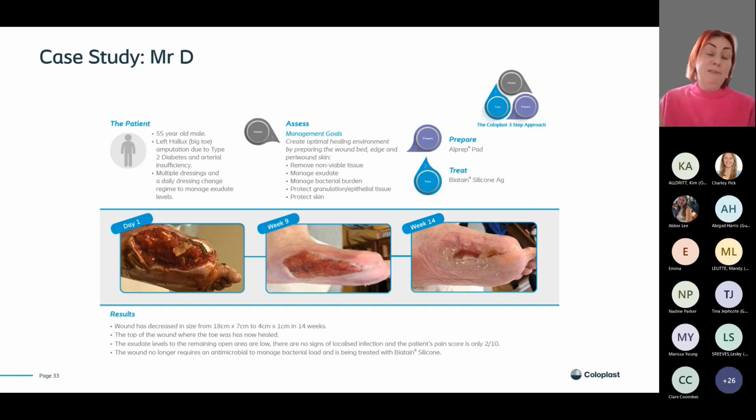Really, it was really effective is what I'm trying to say. I'm getting tripped up over my words. It was really effective in managing that bacterial load. And you can see from day 1 to week 14 that the wound just decreased significantly in its dimensions.